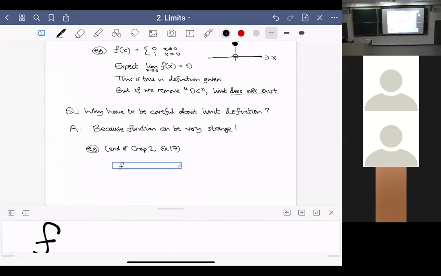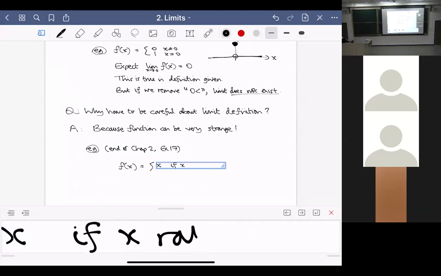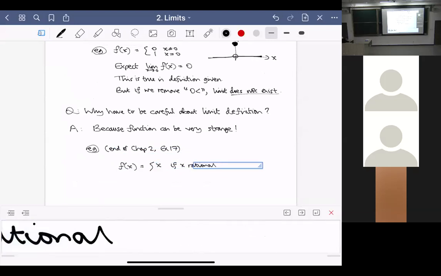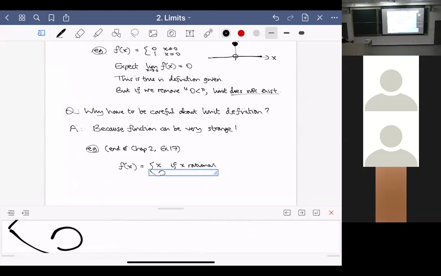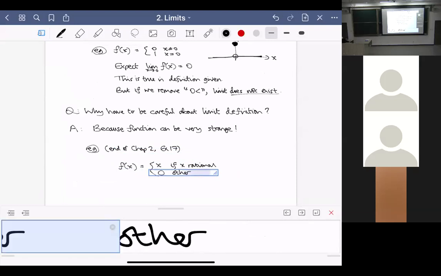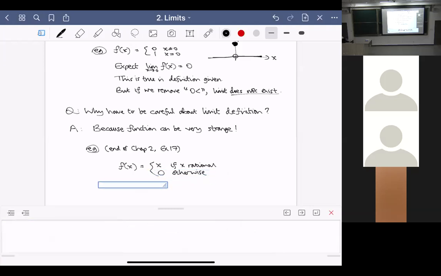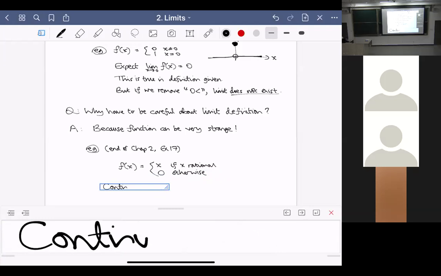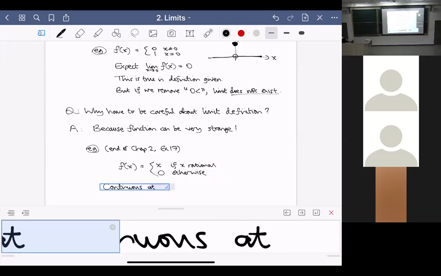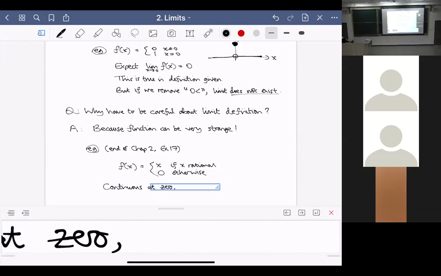If I put f(x) is just x if x is rational, and 0 otherwise, then this is continuous at 0, but it's not continuous anywhere else.